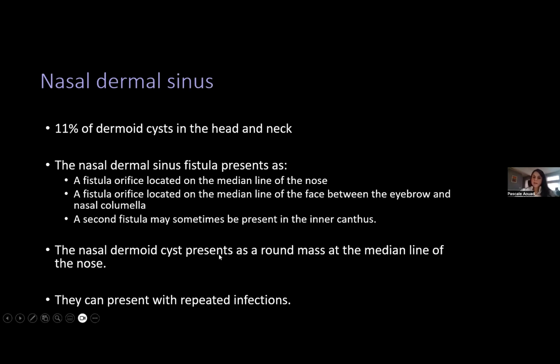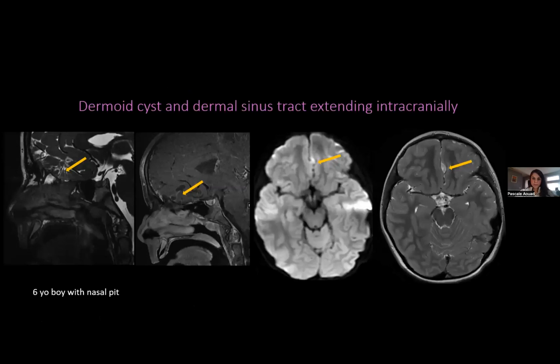The nasal dermoid cyst presents as a round mass at the median line of the nose, and these patients can present with repeated infections. This is an example of a dermoid cyst and dermal sinus tract extending intracranially in a 6-year-old boy who presented with a nasal pit.